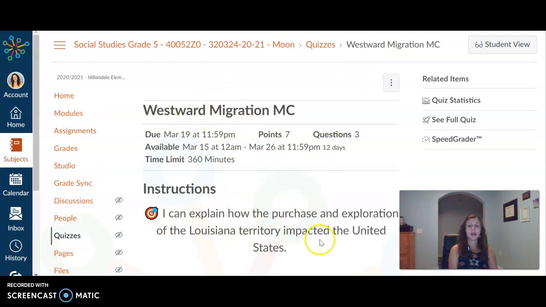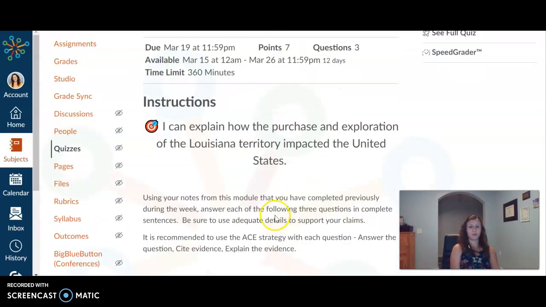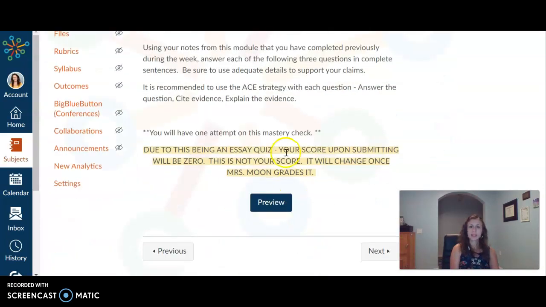This one right here, this was one of our social studies ones, a westward migration mastery check. And for this one, I had them use our ACE strategy with each question. So this is an essay quiz. So what do I mean by an essay quiz? If you don't use the ACE strategy, I highly recommend it. A stands for answer the question, cite evidence, and then explain the evidence.